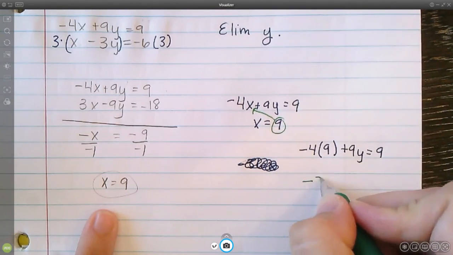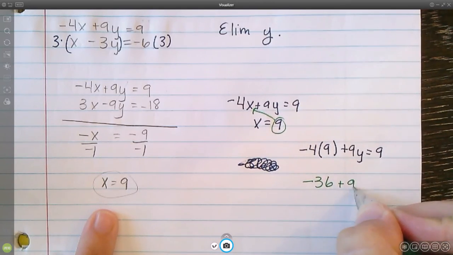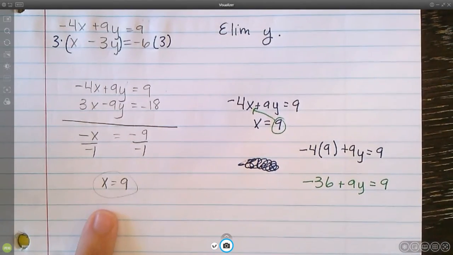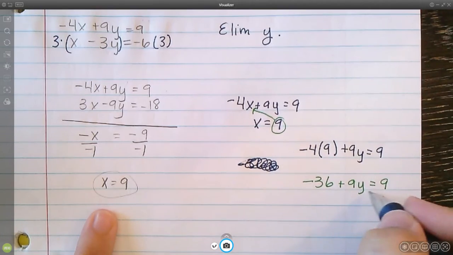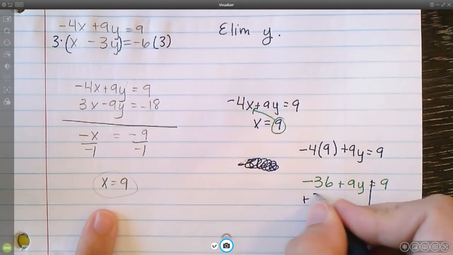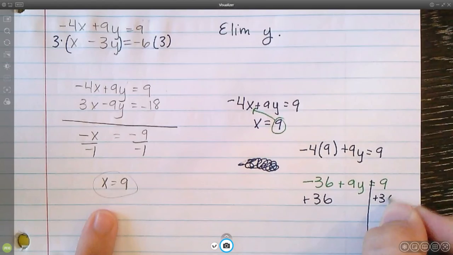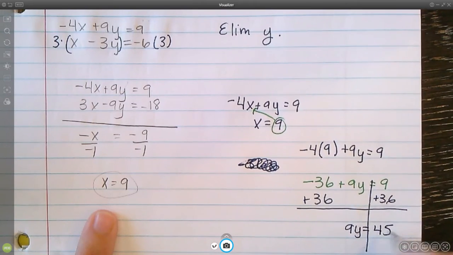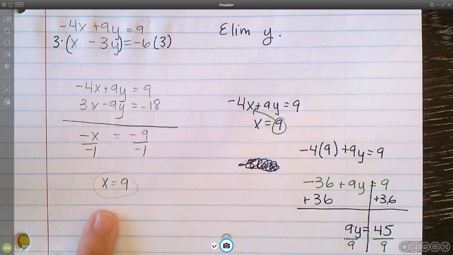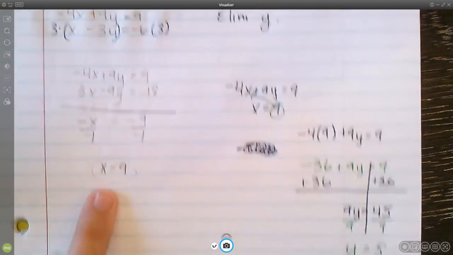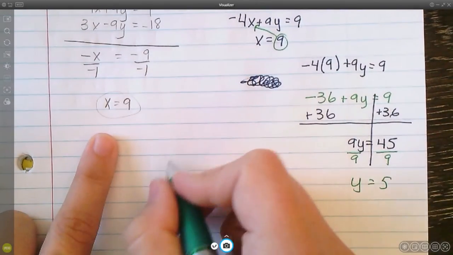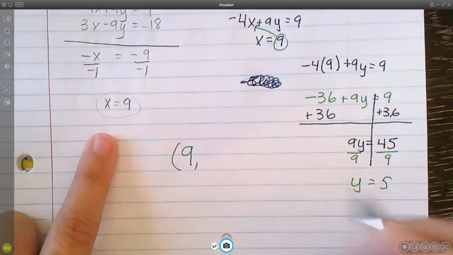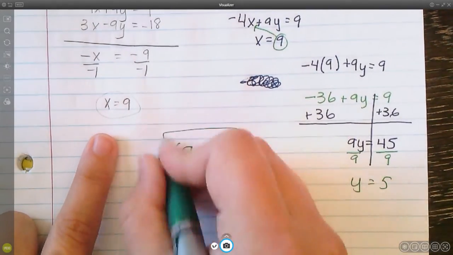Distribute the negative 4, so we get negative 36 plus 9y equals 9. Put the line down, add 36 to both sides, and we get 9y equals 45. Divide both sides by 9, and you get y equals 5. So our final coordinate point is 9, 5.